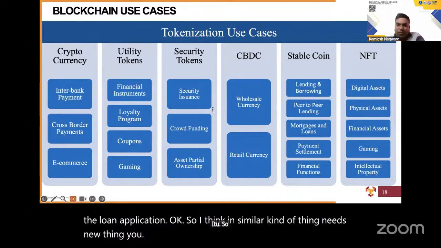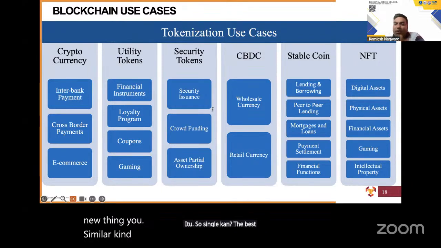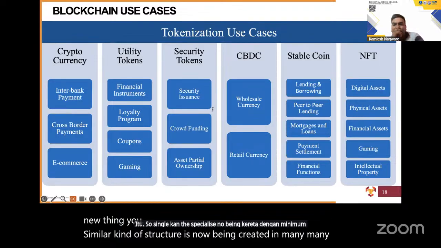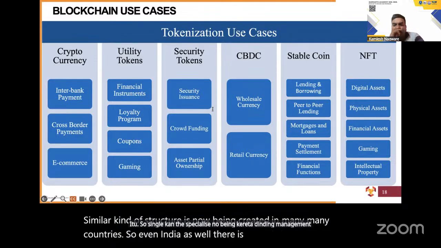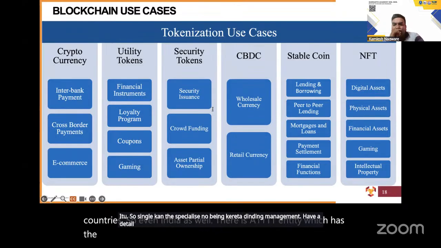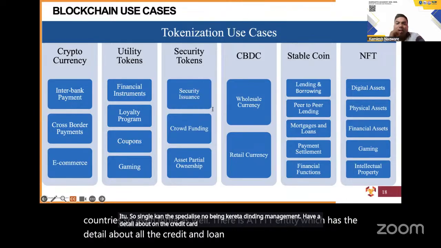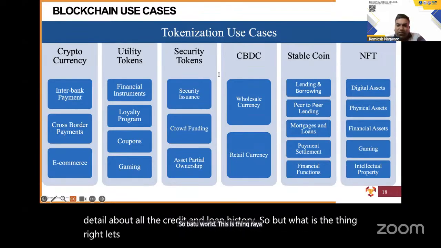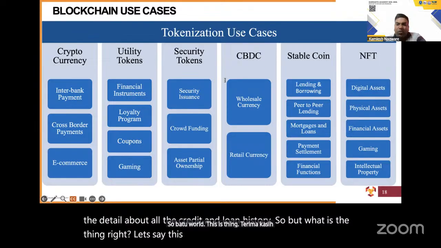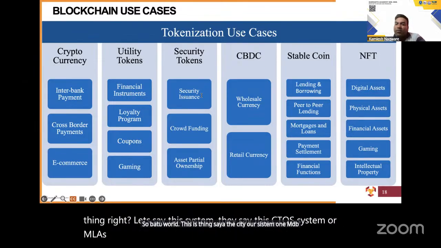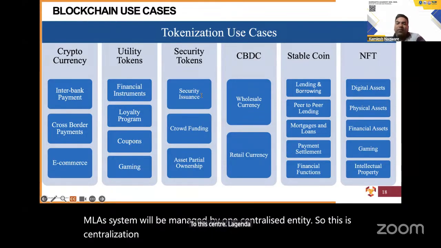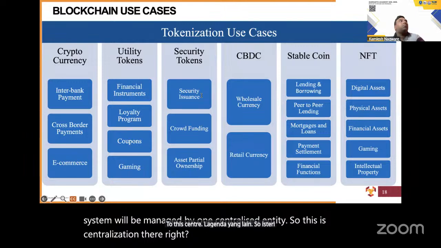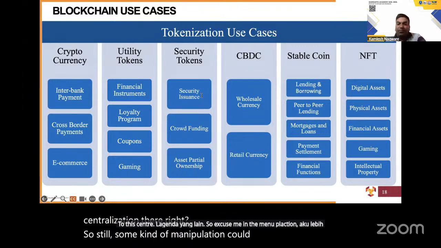So a similar kind of structure is now being created in many countries. Even India as well has one entity which has the detail about all the credit and loan history. But what is the thing, right? Let's say this CTOS system or MLA system will be managed by one centralized entity. So this is centralization there, right? So still some kind of manipulation could be out there.